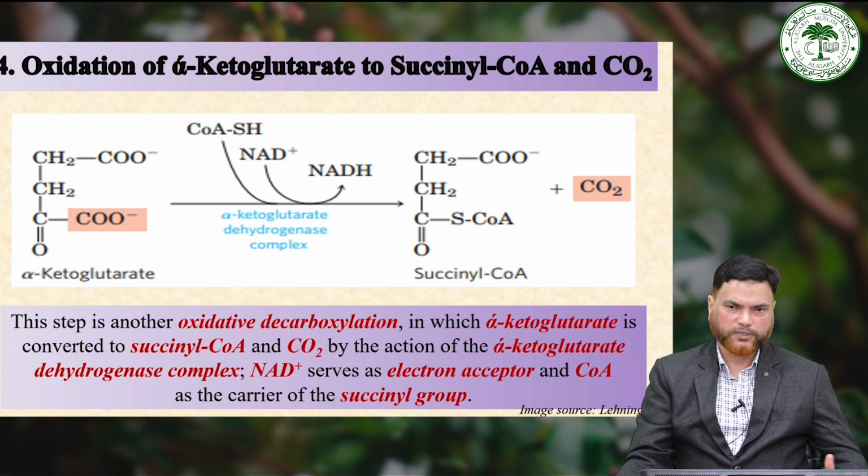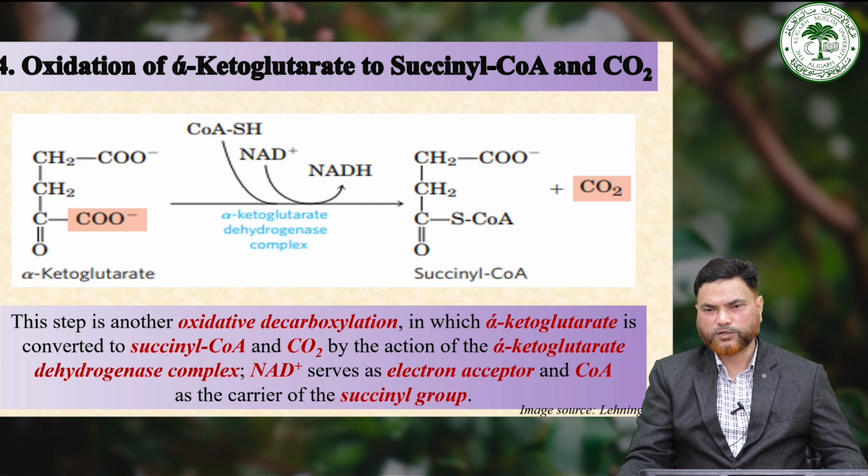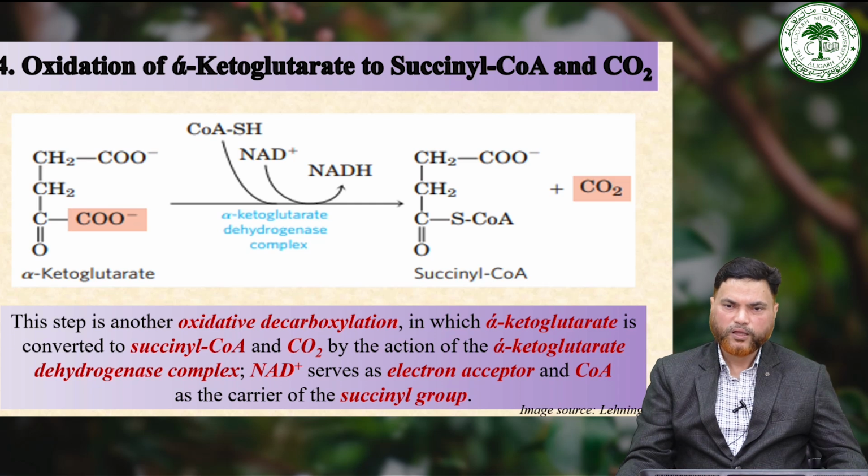Unlike the pyruvate dehydrogenase complex, the alpha ketoglutarate dehydrogenase complex is not regulated by phosphorylation. Then how is it regulated? Basically, AMP serves as the activator for the enzyme in this case. During the reaction, NADH is produced, similar to the pyruvate dehydrogenase reaction, along with the formation of succinyl coenzyme A and the release of one carbon in the form of carbon dioxide.